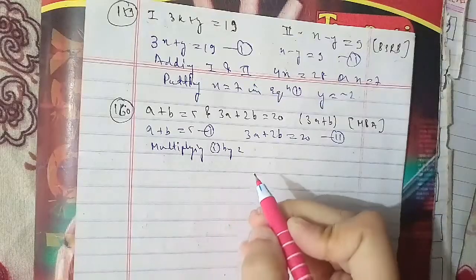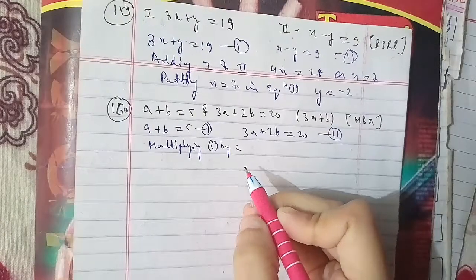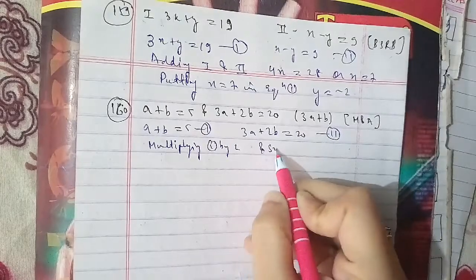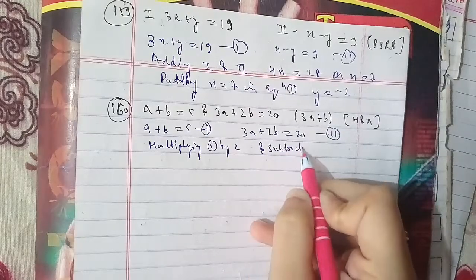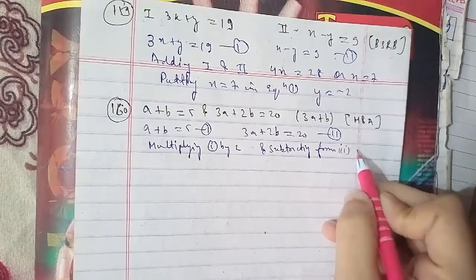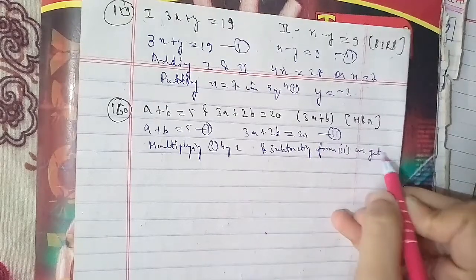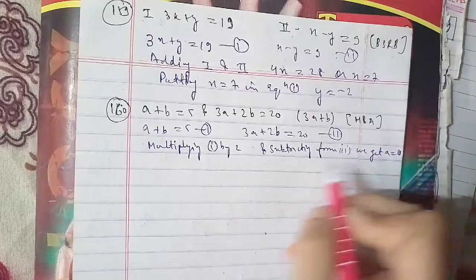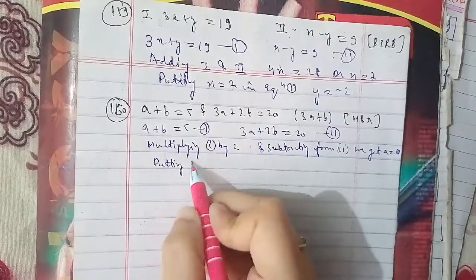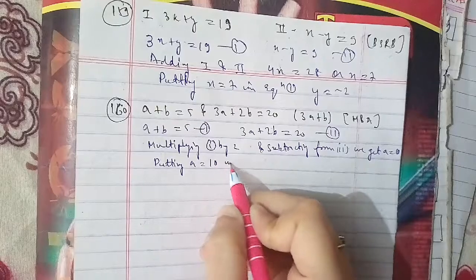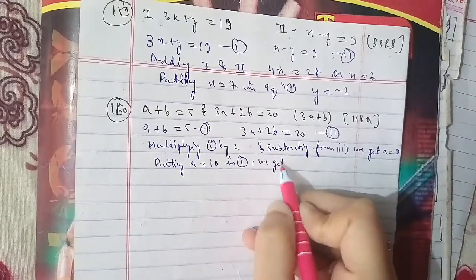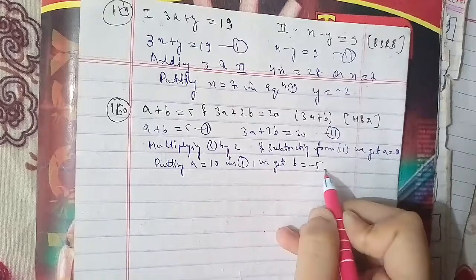So here we'll multiply the equation 1 by 2 and subtract it from equation 2. We get a equals to 10 here. So putting a equals to 10 in equation 1, we get b equals to minus 5.